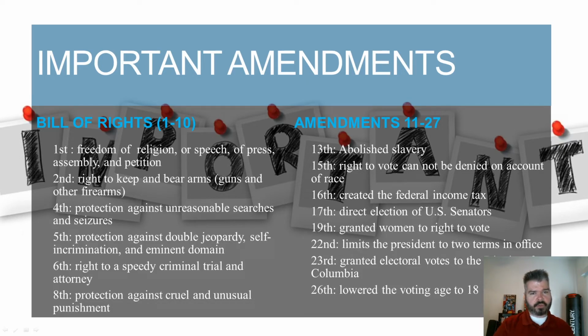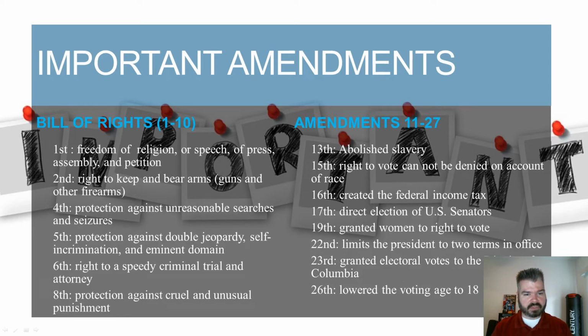Amendments 11 through 27. We have the abolishment of slavery. We get that with the 13th Amendment. We have the right to vote cannot be denied on account of ethnicity. And we have the 16th Amendment, which created the federal income tax.